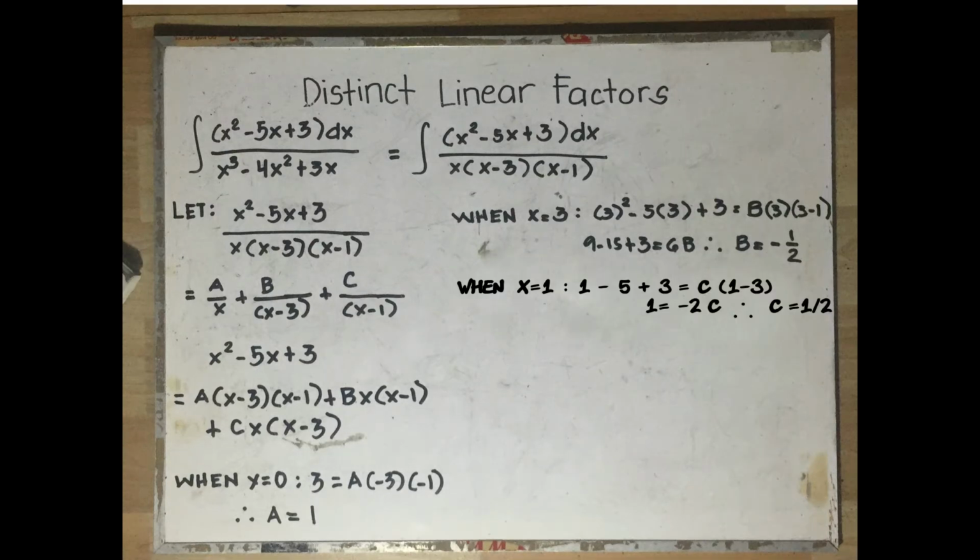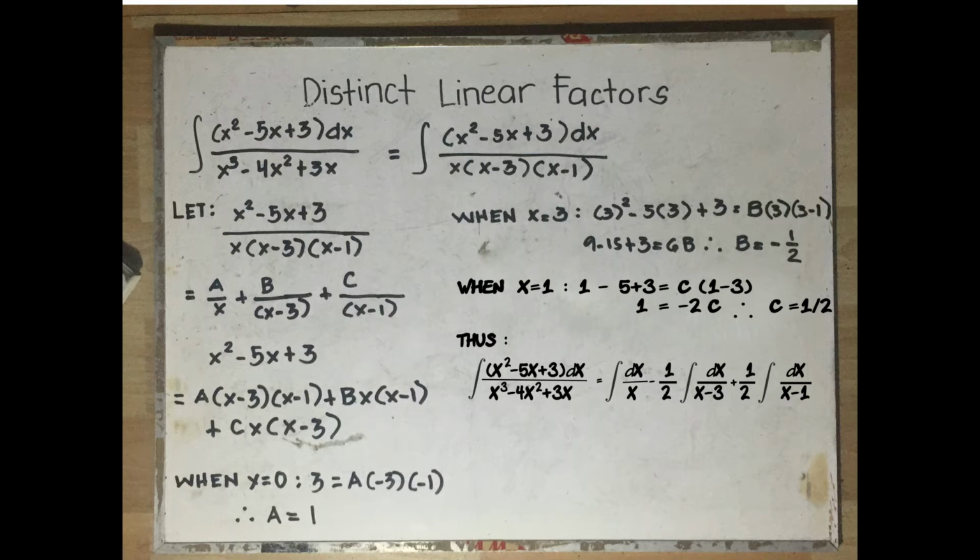When x is equal to 1, substituting this value to the x variables of the equation gives us 1 − 5 + 3 equals c times the quantity of 1 − 3. Therefore, c is equal to 1/2.